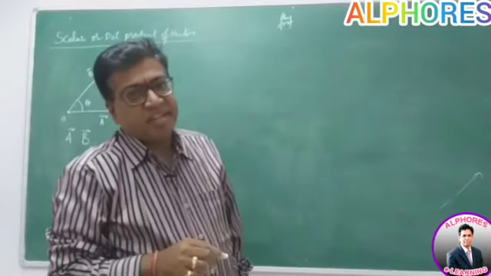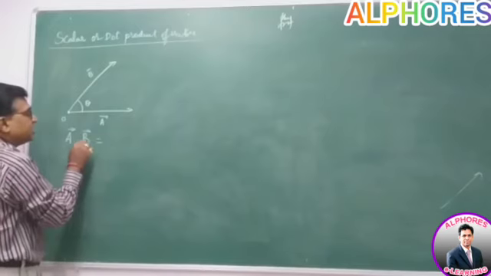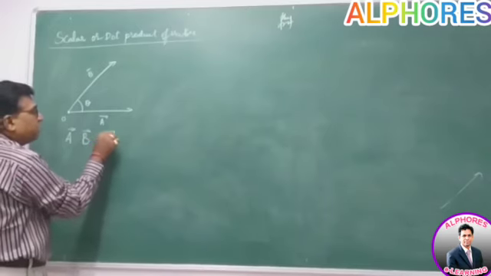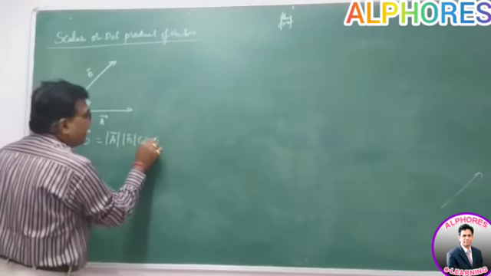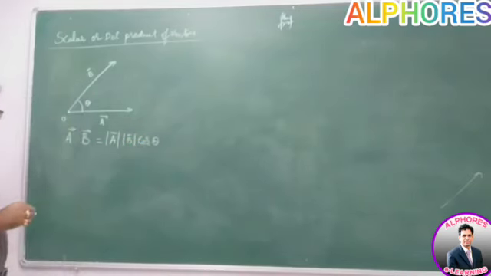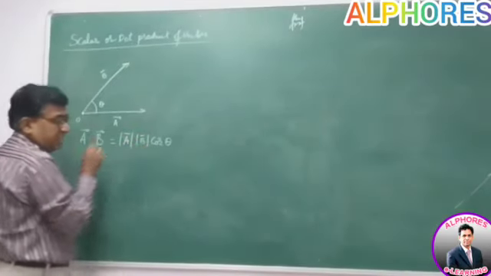A bar, B bar, the dot product. This is given as the product of the magnitudes of the vectors and the cosine of the angle between the vectors. So, A dot B is mod A, mod B, cos theta.